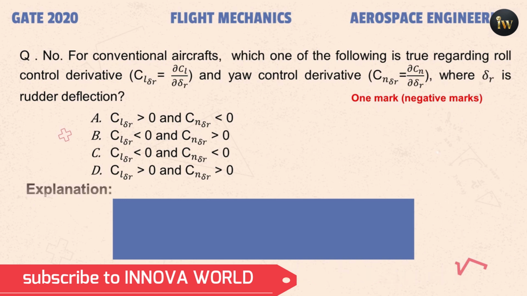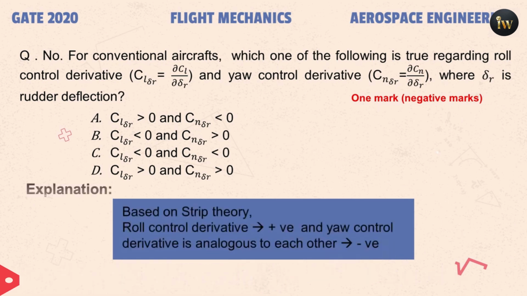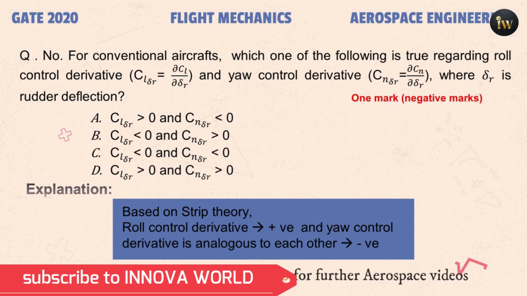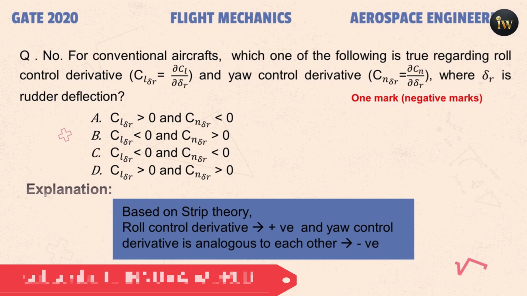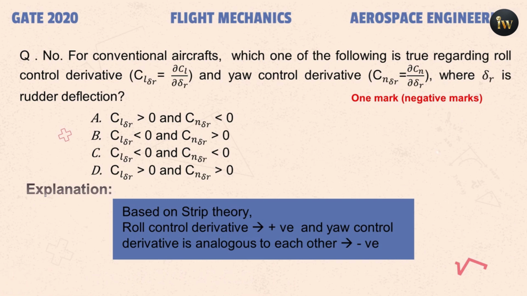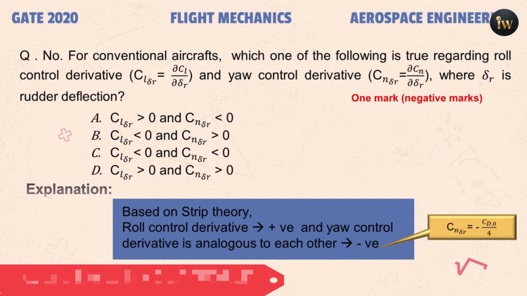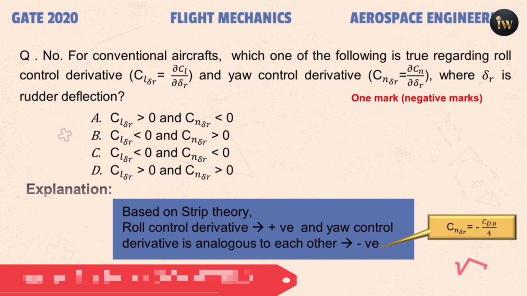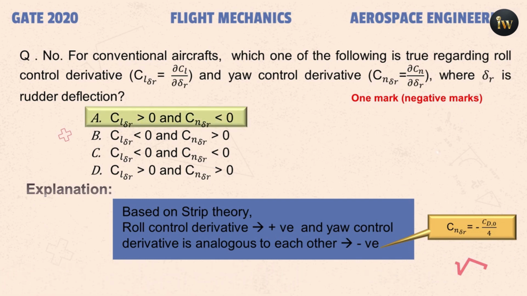Let's see the solution. Simply we can follow strip theory, which says that the roll control derivative of a wing can be written as positive, whereas the yaw control derivative is analogous to it. The formula given is that the yaw control derivative is negative of CD0 by 4. The roll control derivative is a positive value. So from this we can choose the right option, which is A.